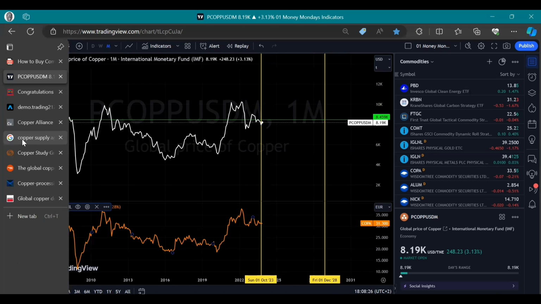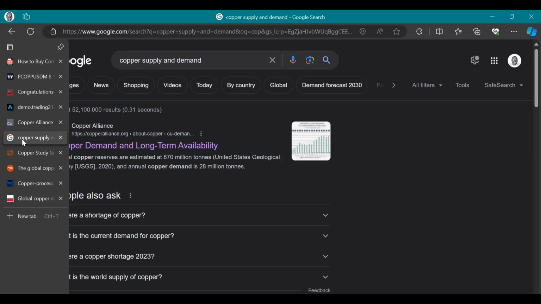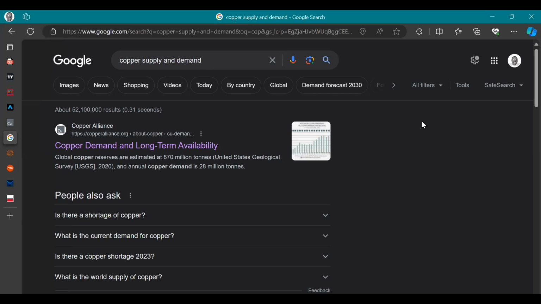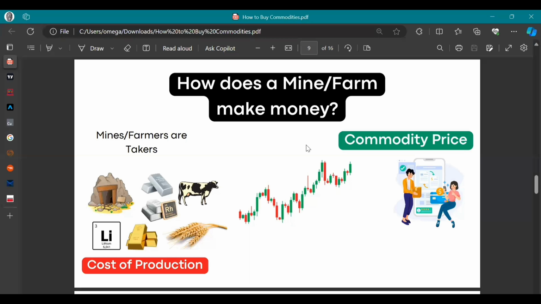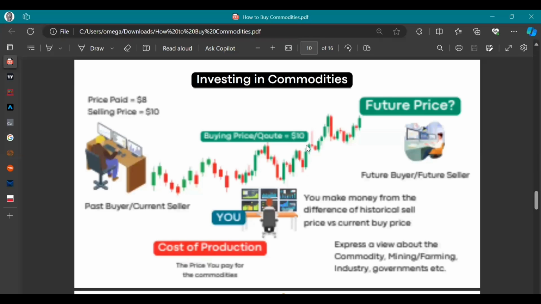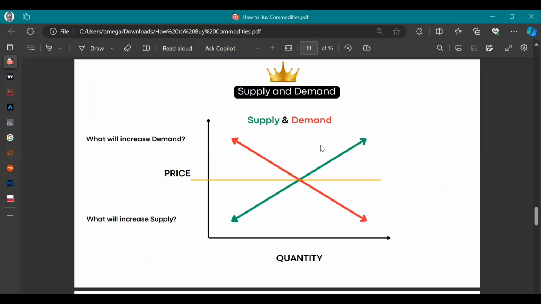And so I'd have to look for information. And the most important thing when it comes to commodities is supply and demand. That's the one thing that's very important. When supply is low and demand is high, generally the price of a commodity will go up.